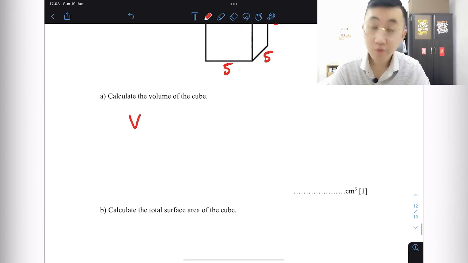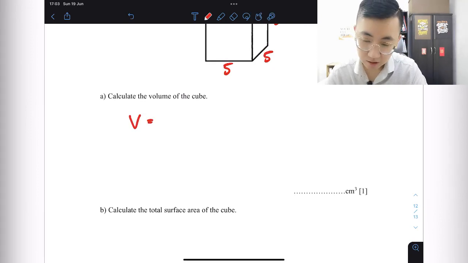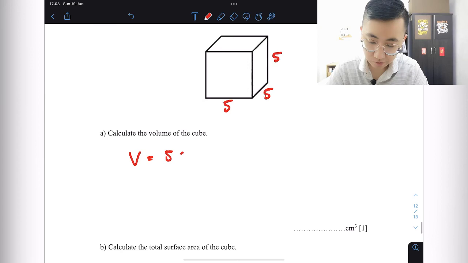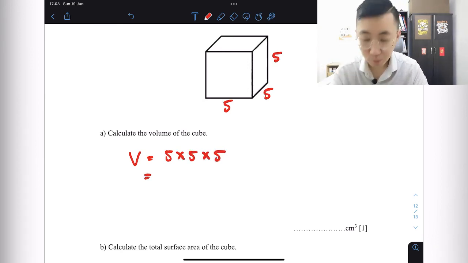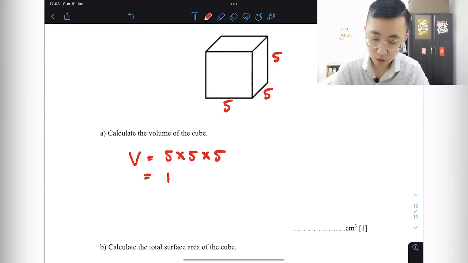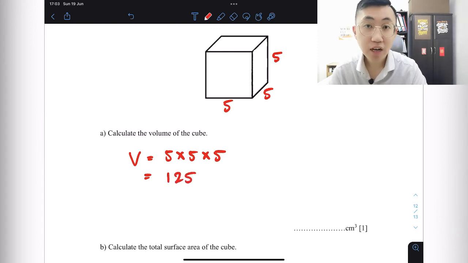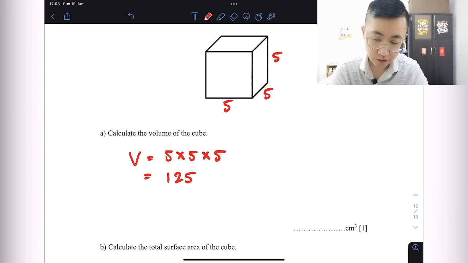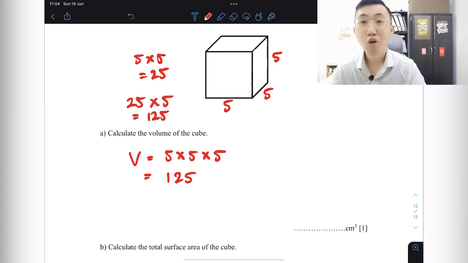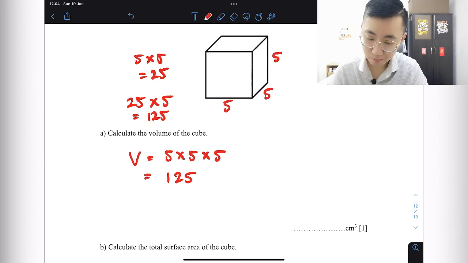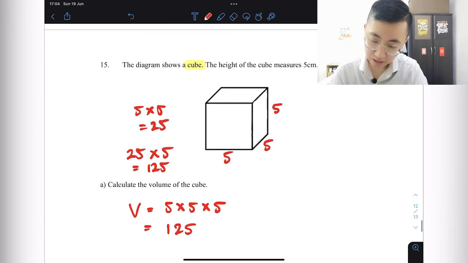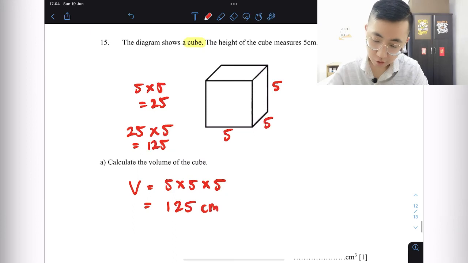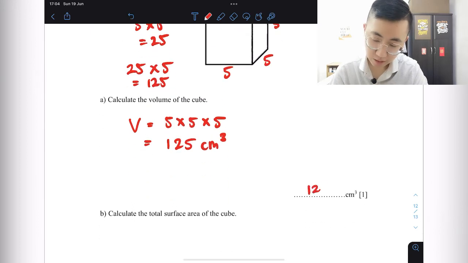So write down your volume formula: length times width times height. So it will be 5 times 5 times 5. If you have memorized 5 cubed, then you can straight away see it is 125. If you didn't memorize, then you do it manually. 5 times 5 is 25, then you take 25 times 5 again. So the more things that you memorize, the faster you become. The unit is going to be centimeter cube. So 125 centimeter cube.